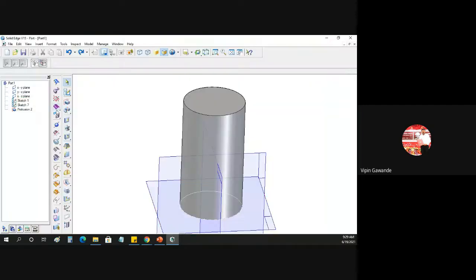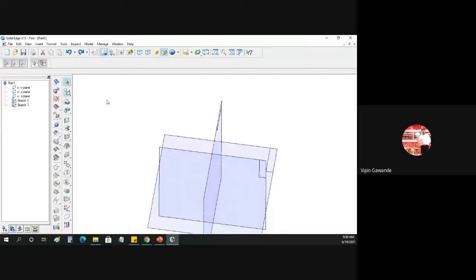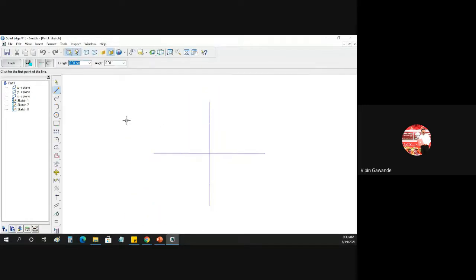Now we have to draw it on the cone. Let me show you. What is the front view and top view of the cone? So the cone is like this.